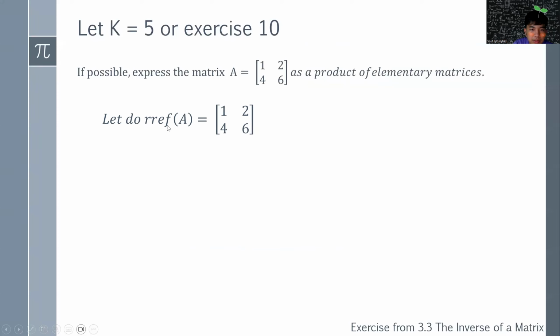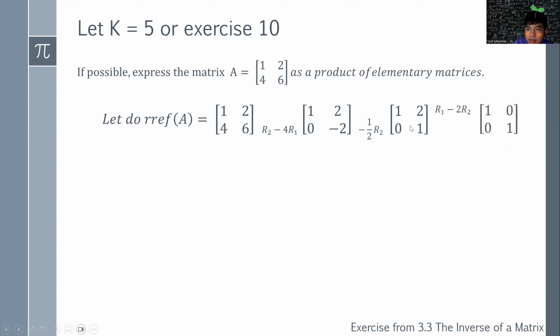Let's row reduce A to echelon form. A is 1, 2, 4, 6. We add AR2 minus 4 AR1 to the second row. You get this here. And then we multiply the second row by negative 1 over 2, so we get 1. Then add AR1 minus 2 AR2 to the first row, and we get 1 here. It's a row reduced echelon form.